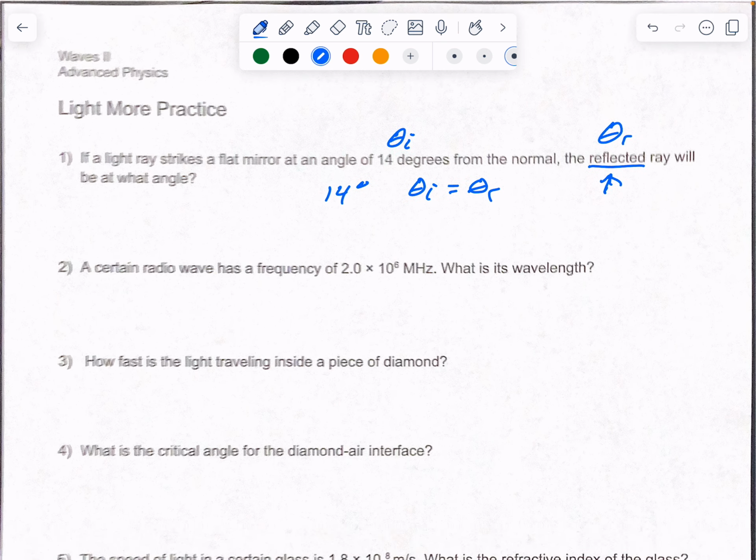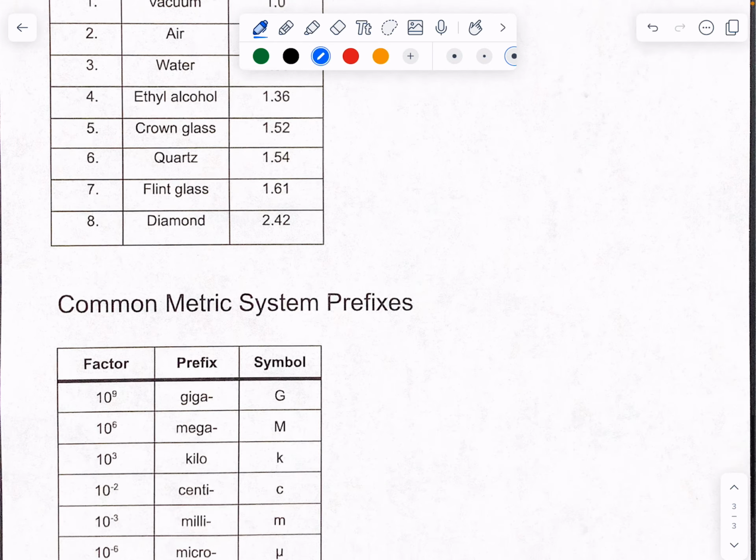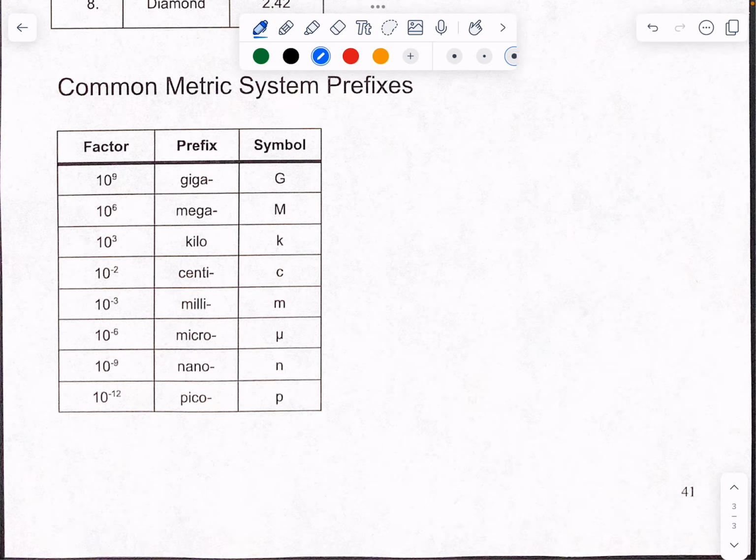Okay, so number 2, a radio wave has a frequency of 2.0 times 10 to the 6th megahertz. So 1, this is frequency. 2, be careful with this big M right here. That is mega, so don't leave this alone. On the bottom of this, I went ahead and put your metric prefixes here. So mega is right here, so that is 10 to the 6th.